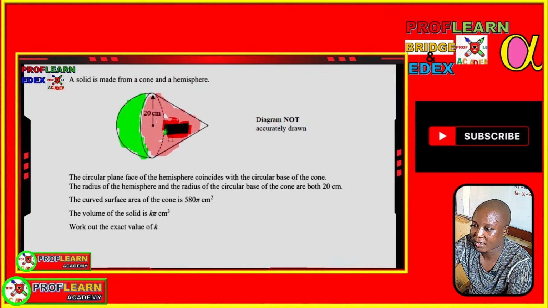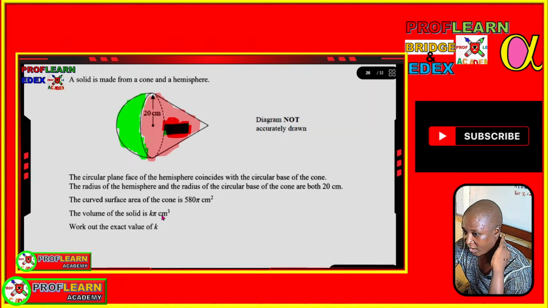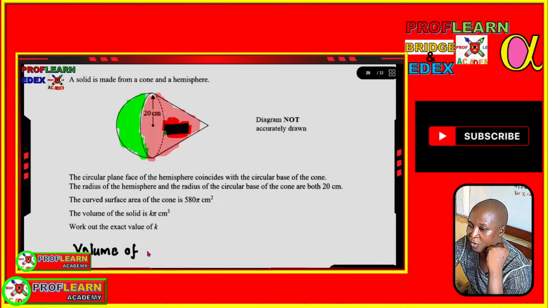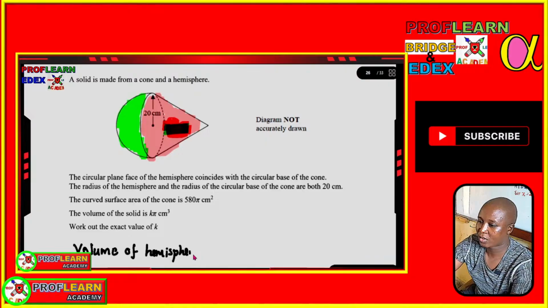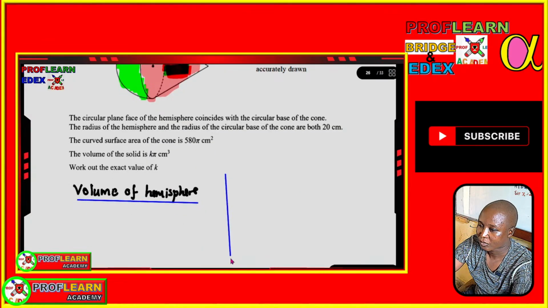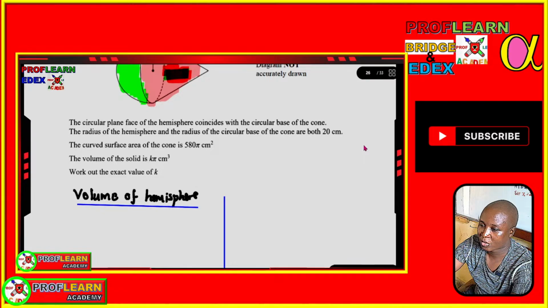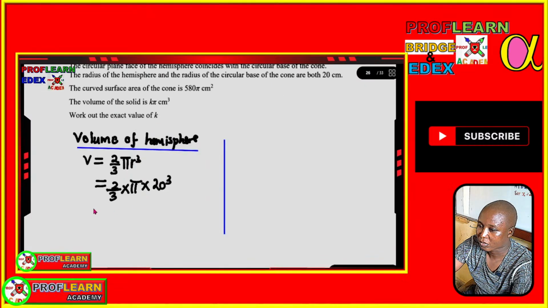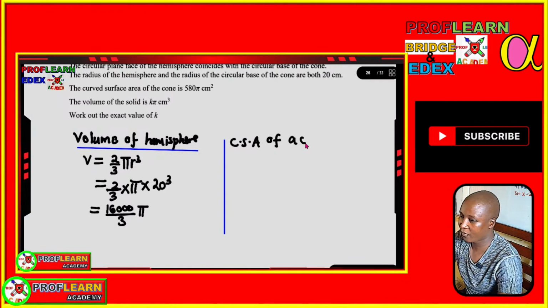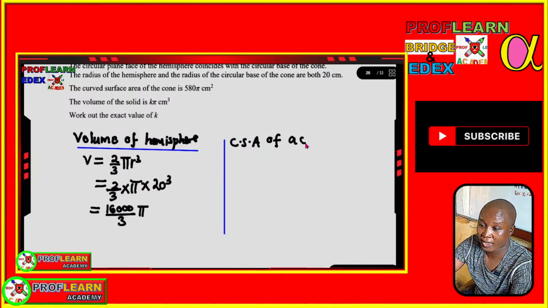So the first thing that we need to work out is the volume, and the volume of the hemisphere is going to be half of the sphere, which is going to translate to V equals 2 over 3 pi r cubed, which is going to give us... if you work it out, you have to leave it in exact form because you are supposed to find the value of K in exact form.